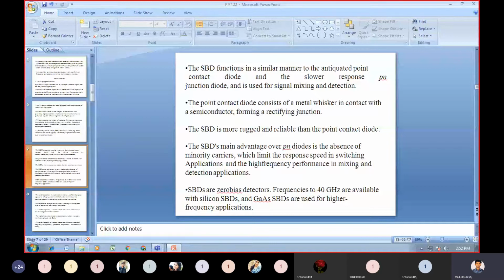The SBDs are zero bias detectors, and frequencies up to 240 gigahertz are available with silicon SBDs, and gallium arsenide SBDs are used for higher frequency applications.